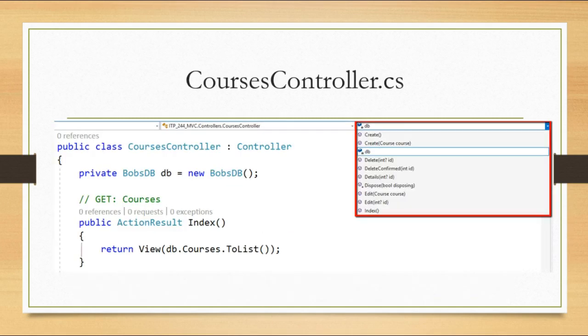Okay, so let's look at our courses controller. If you drop down the class method box over here in the upper right hand corner of your Visual Studio, you'll see that there have been several methods or actions already added for us. One of which is db, which is a reference to our BobsDB, which we just saw in the previous slide. And then here's the index method, but it has several other methods as well.